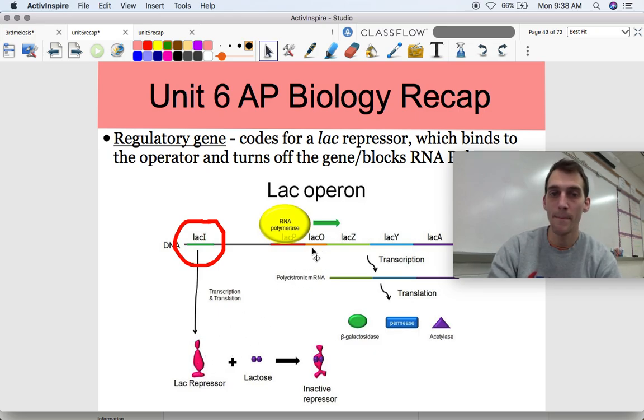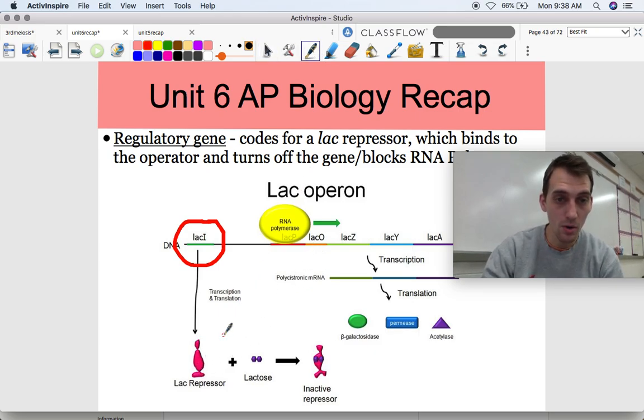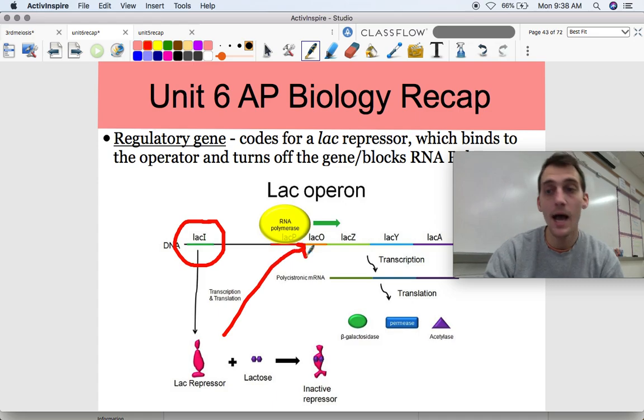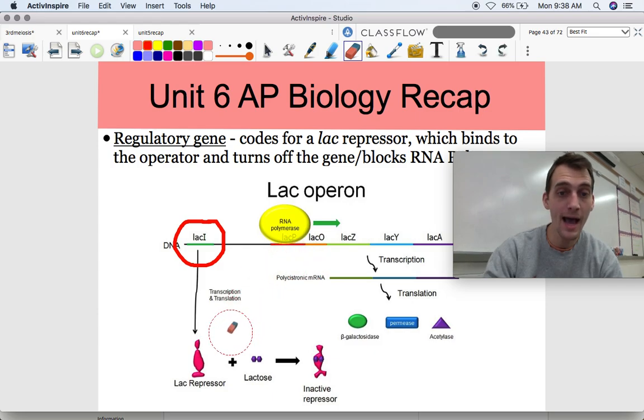The repressor is going to bind to the operator. It's going to bind to the operator, and it's going to turn that gene off, right? But when the repressor is not there, then that gene is on and can start producing lactase.